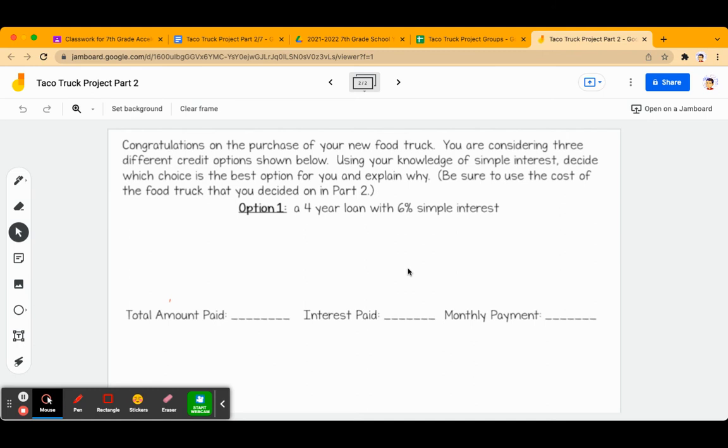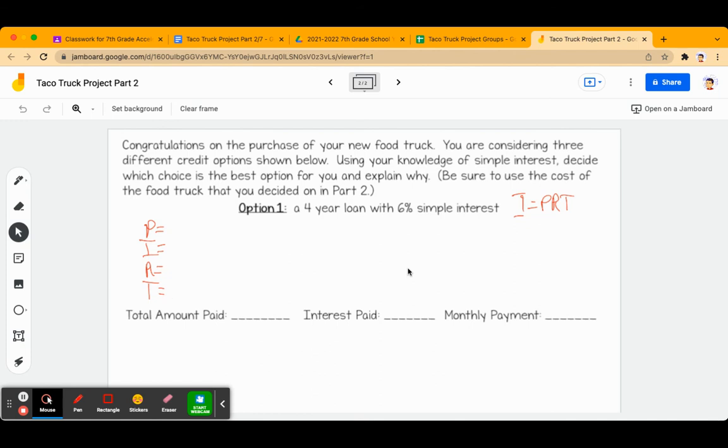We want to find the simple interest for option 1, and here's what I'm going to do. Remember, simple interest is used with the formula that our interest is equal to our principal times our rate times our time. I'm going to list out everything here: our principal, our interest, our rate, and the time, just to make my life easier.